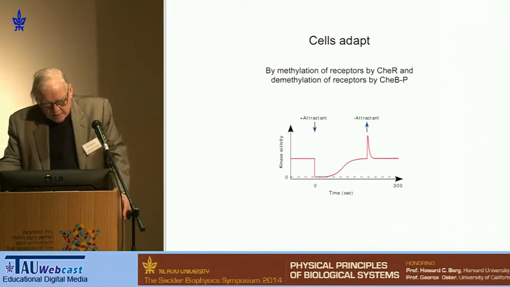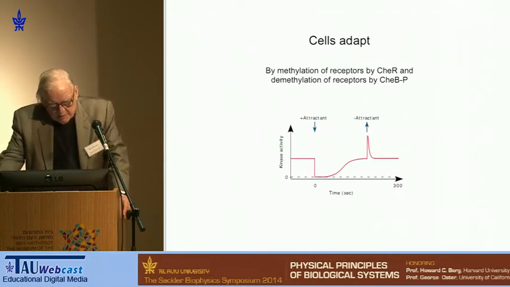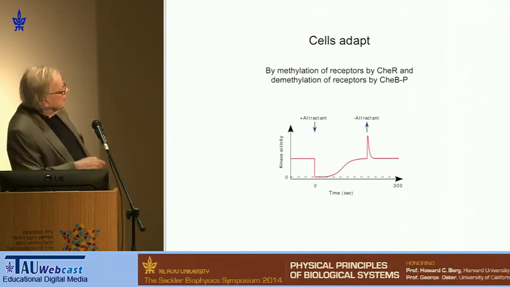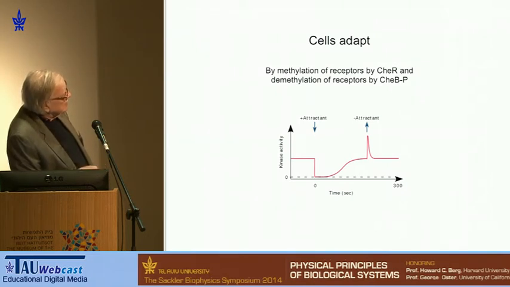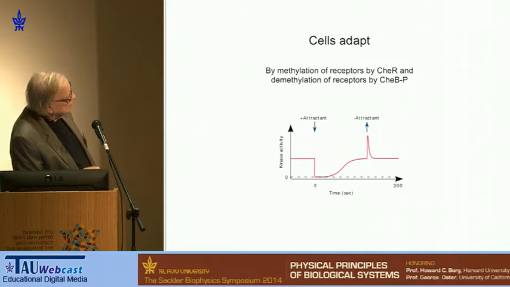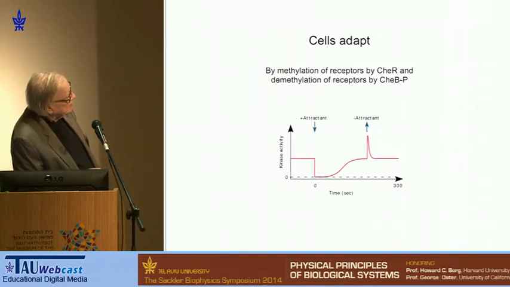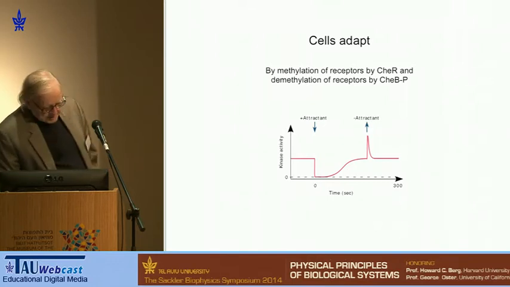So this just shows adaptation made possible by methylation of receptors. Here we have the kinase activity, and you add an attractant, and it goes way down. You can drive it down to 0, and then over the course of a few minutes, it comes back. And if you take the attractant away, you get a spike of activity in the other direction and a faster adaptation.